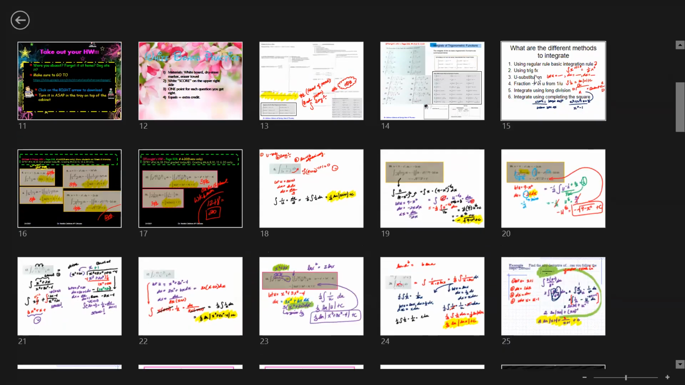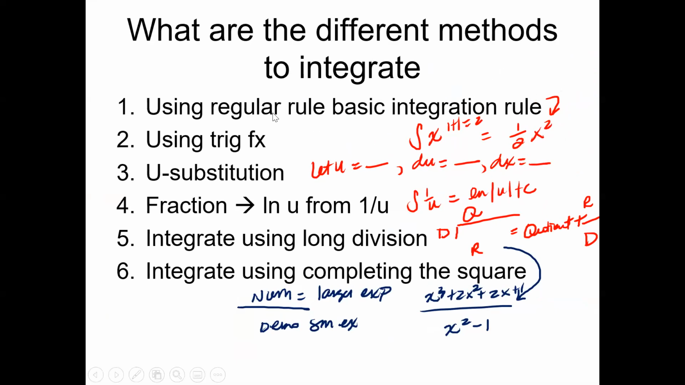All right, so for today, I'm going to talk about the different types of strategies when it comes to integration, and there are different methods that we talked about. First one is just the basic rule of integration: you add 1 to the exponent, divide by that exponent, and then put plus c. Second one is using trig functions for integration. Third one we talked a lot about is using u substitution. Fourth one is changing your integration into the form of a fraction, so that you can utilize the 1 over u, which gives you ln u plus c.